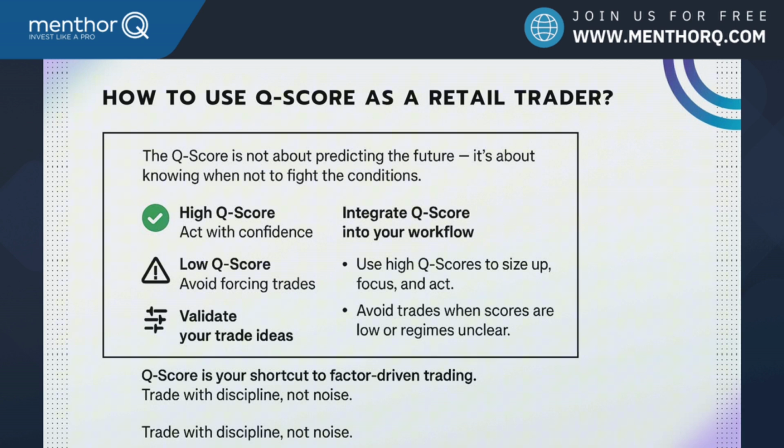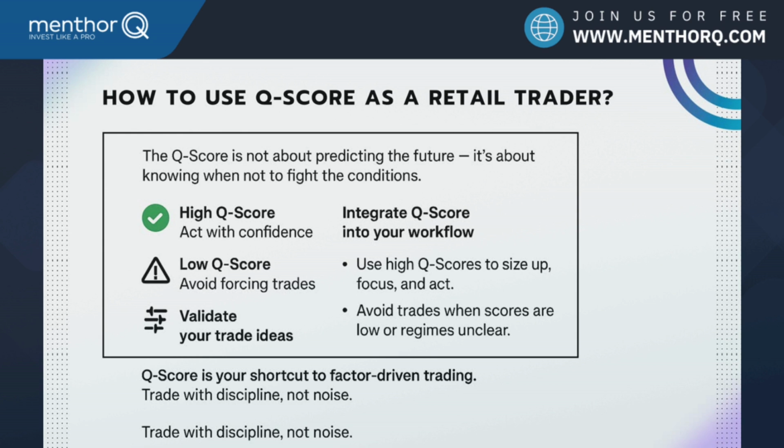The Q score is not a crystal ball, it is not about predicting the future, it is about knowing when not to fight the conditions, right? So here is an example of how you can use the Q score in your workflow. For example, if we have high Q scores, you could potentially think to size up, focus, or even act with confidence. You can also avoid forcing trades when the Q score is low and when the regime is unclear. So when you're thinking about going into a trade, you can use the Q score to confirm whether you could be on the right side of the trade or not.